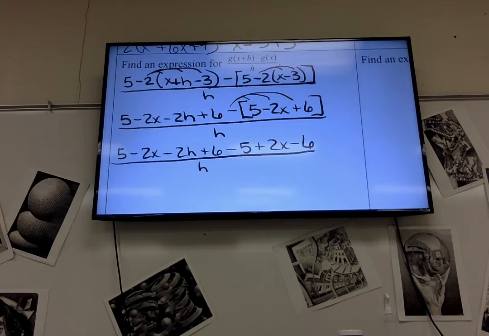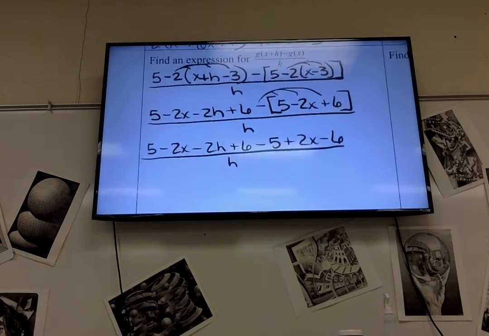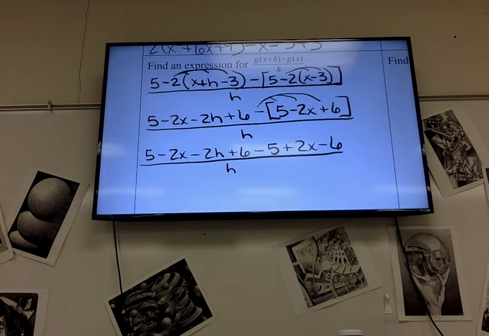Please stop me if you get lost on a step, or if I've left out a negative, or if you just have a question. Yes, sir. Okay, so when you set up the problem, how come you kept x plus h minus 3? Because the formula is minus 3. So what I did was I replaced the x with x plus h. Gotcha. So then everything else, the minus 3 has to stay. Good question. Any other questions?